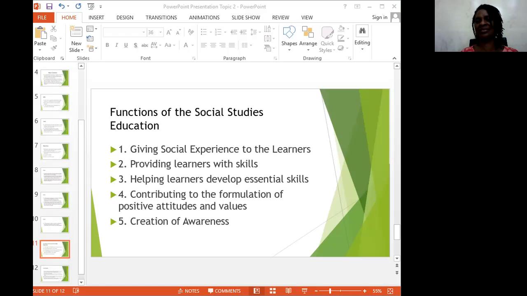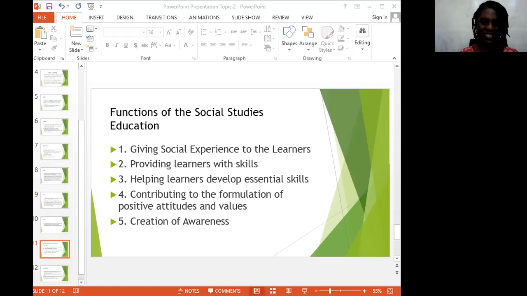The fifth and the last point is it helps in creating awareness. What do I mean? The content of the social studies curriculum exposes learners to an understanding and appreciation of their environment. And what environment are we talking about here? Both the physical and the social, cultural diversities.